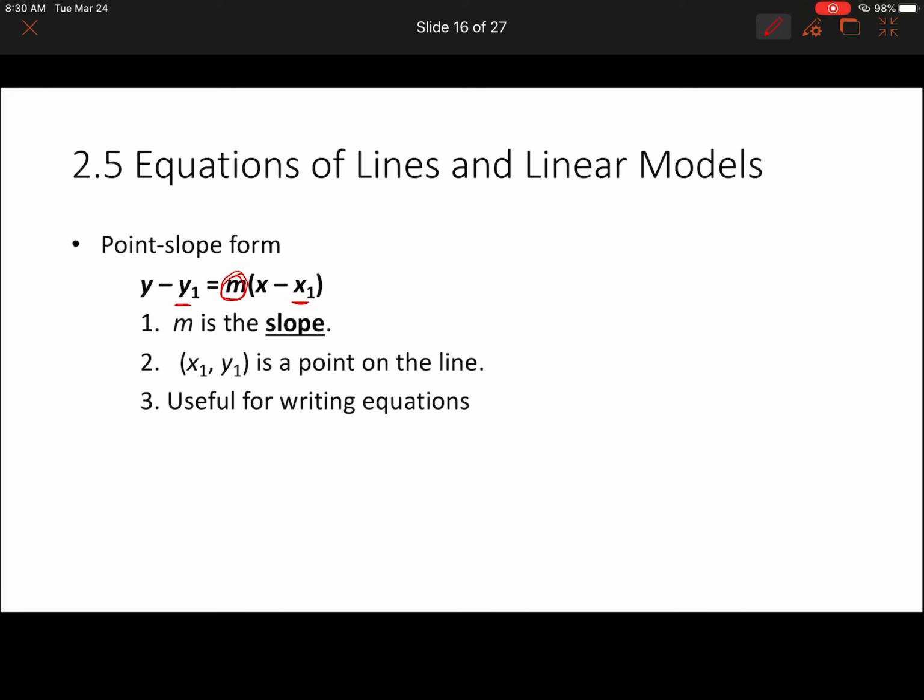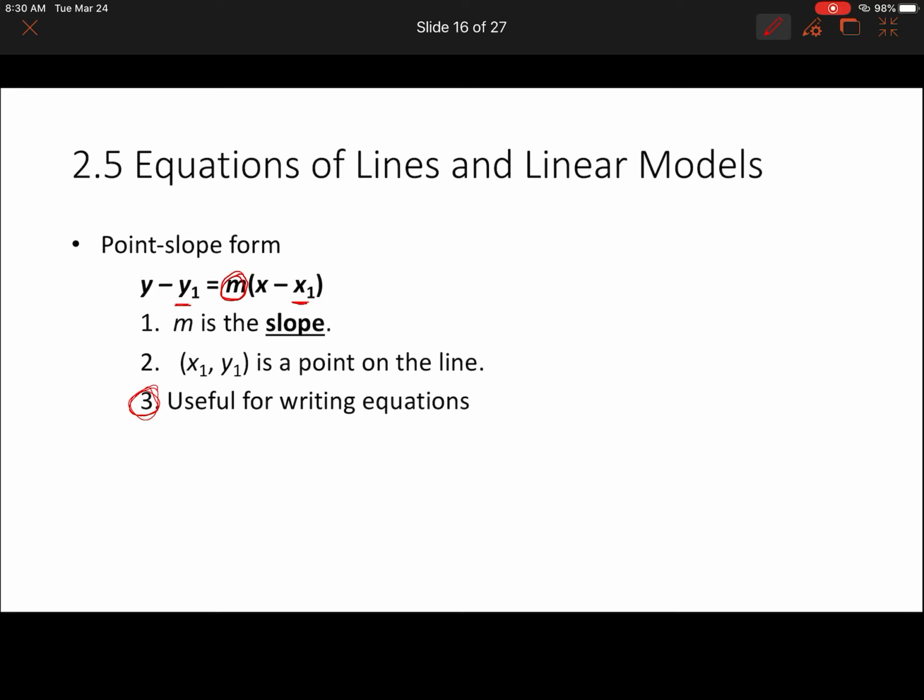And so in this form, if we have a point and a slope, we can use this. Or if we even need to find a point and a slope, if it happens to be in this form, which typically it won't, then we could find that from this form. And so number 3 here is really important. This form is used to write equations.